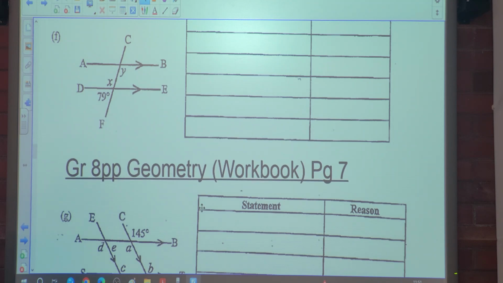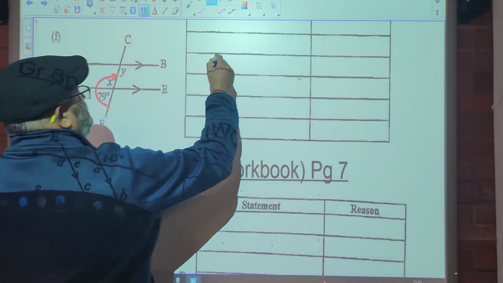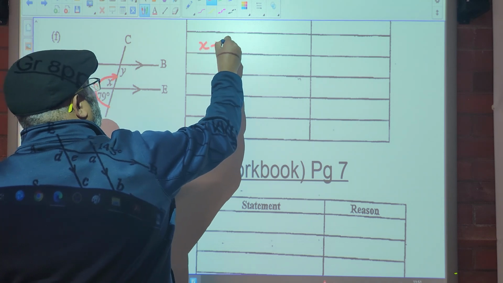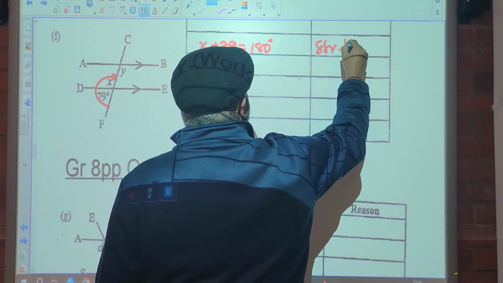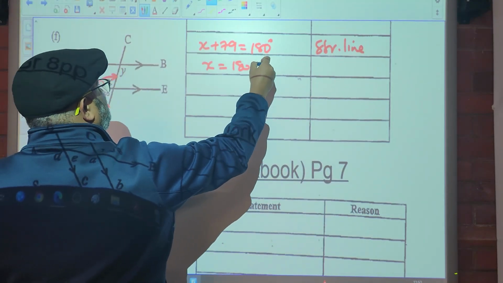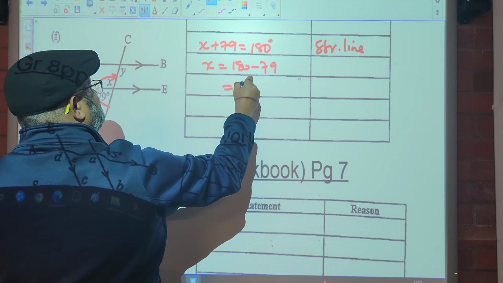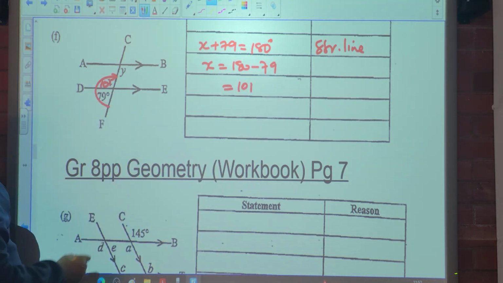Next, I have to calculate X. Angles in a straight line. So you're going to get X plus 79 is equal to 180, straight line. X is equal to 180 minus 79, which is 101. Are you going to calculate Y?